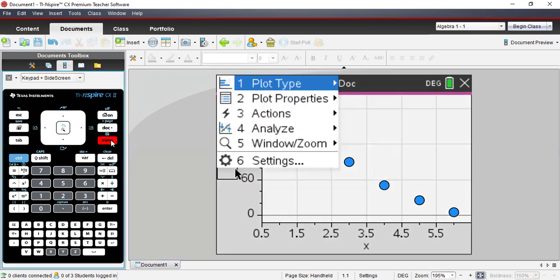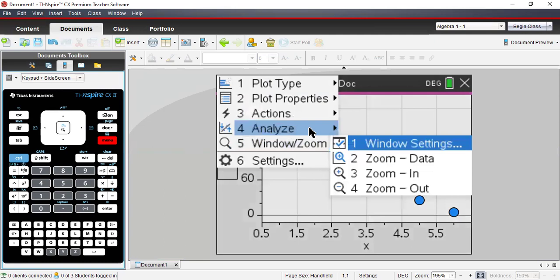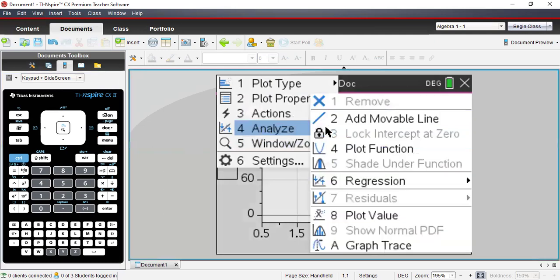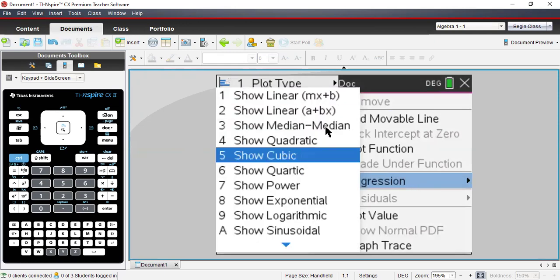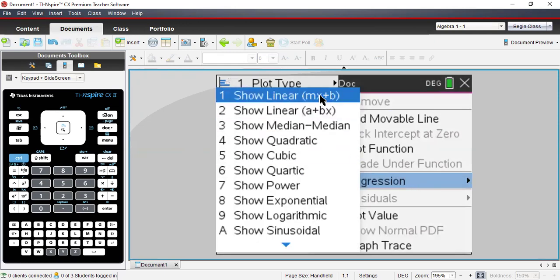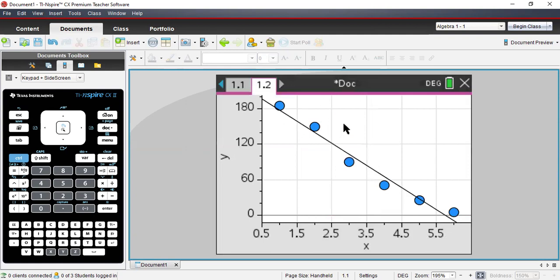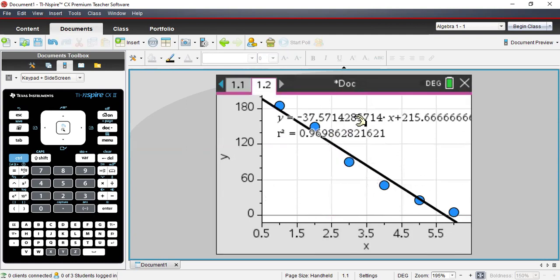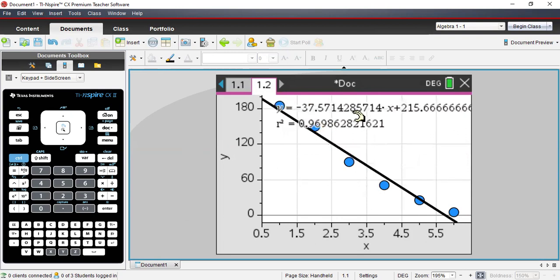You're going to do menu, go to analyze, then go to regression, and choose the first one, show linear. So here is the equation. And we have to round this to the hundredths place.